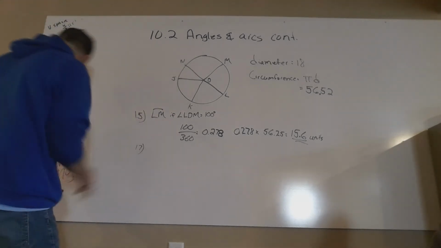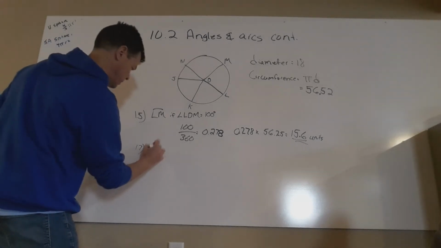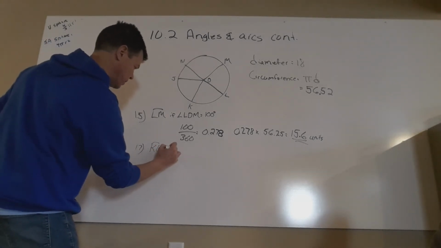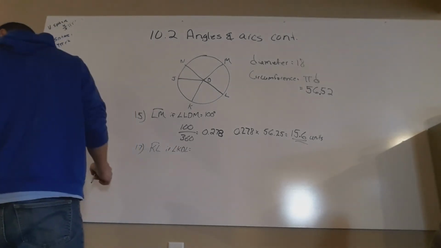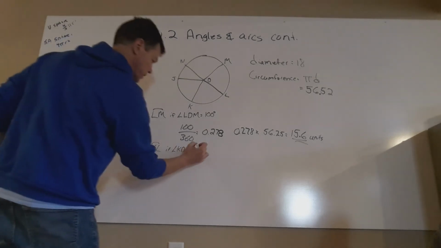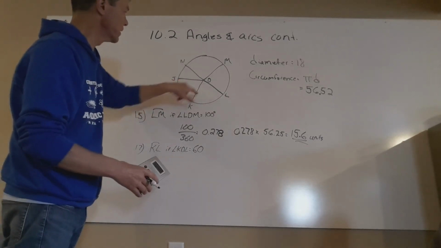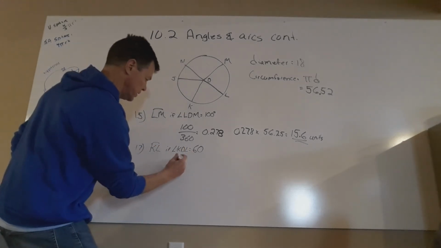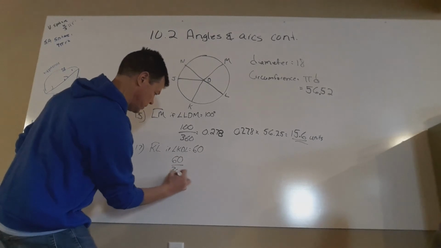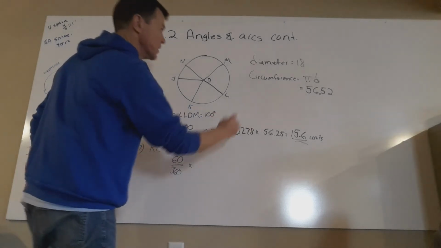I can do number 17 with you also. 17 is KL if KDL equals 60. So again, angle KDL right here. If that's 60 degrees, so the portion of the whole circle is 60 out of 360, times 56.52.